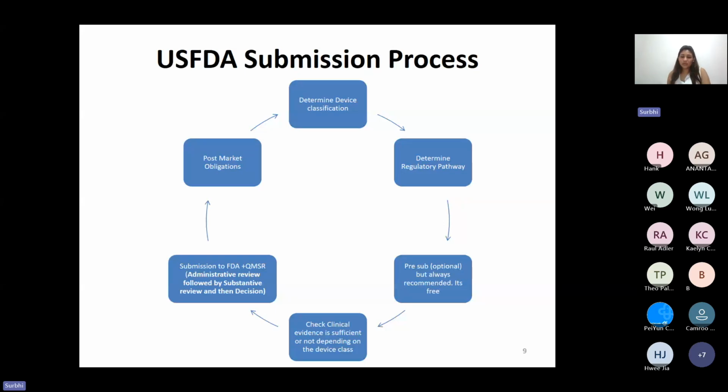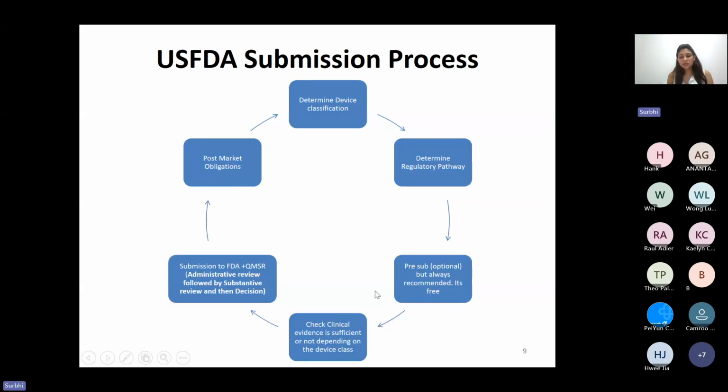Then pre-sub is always optional, but from personal experience, I recommend that everybody should go for a pre-sub because you can ask questions from US FDA and seek their guidance for further product development. And the best part is it is free of cost.